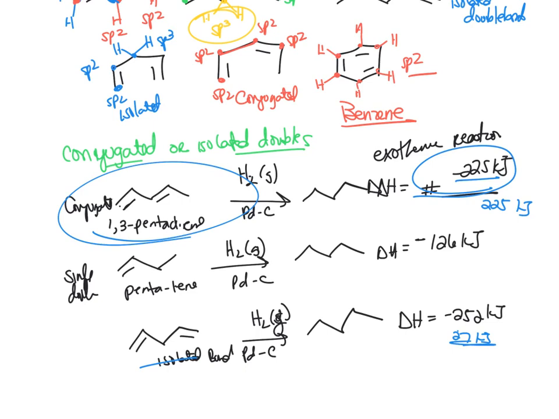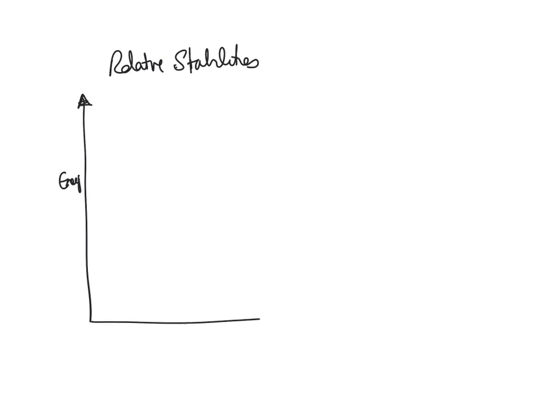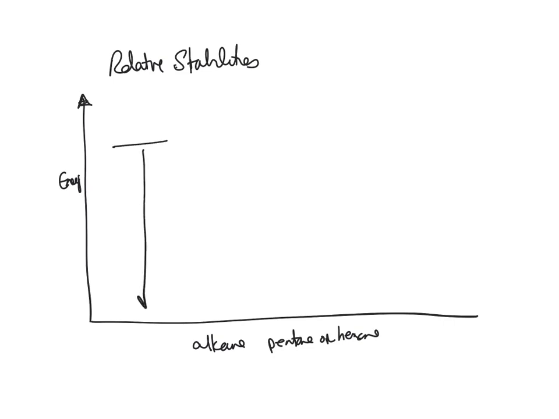You have an excellent slide in your book, and it's called Relative Stabilities. And it's really nice because it shows you a graph of increasing energy, and then you're comparing the different alkanes. So you're looking at pentane or a hexane. And each one of these compounds have undergone catalytic hydrogenation.